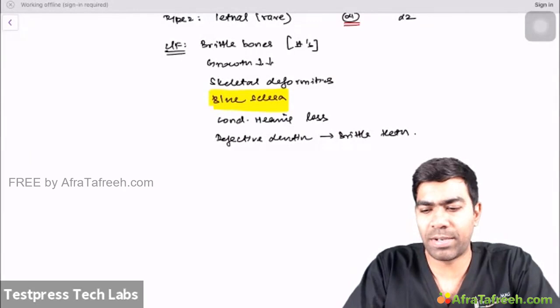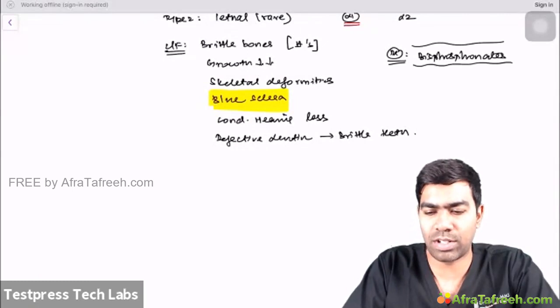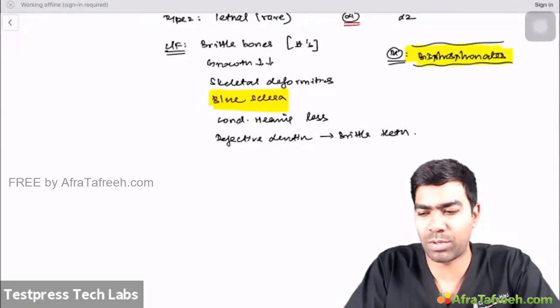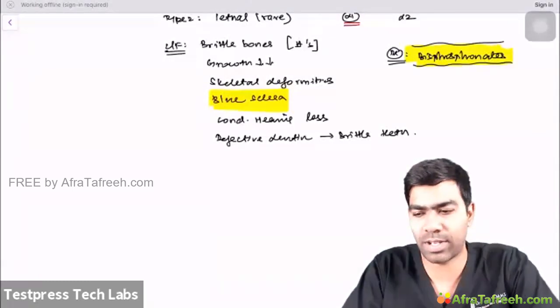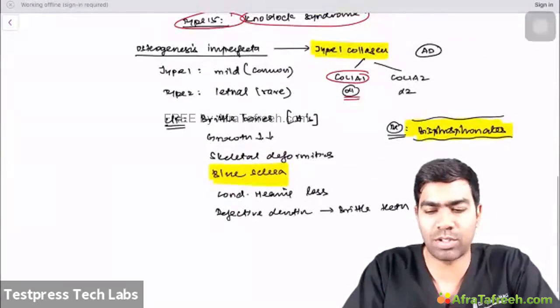And as far as the treatment is concerned, this was once asked in 2013. Bisphosphonates are the most important treatment here. Even though they do not give a dramatic response like in other disorders, they can still be tried. The only available option right now for treatment of osteogenesis imperfecta is bisphosphonates, or probably gene therapy, which is beyond the scope right now.